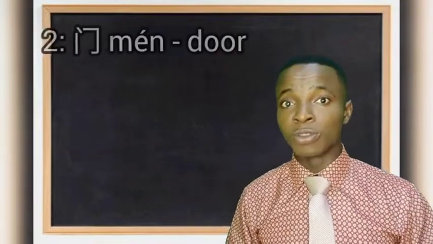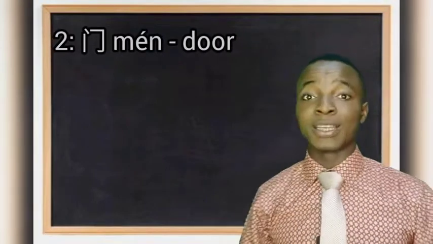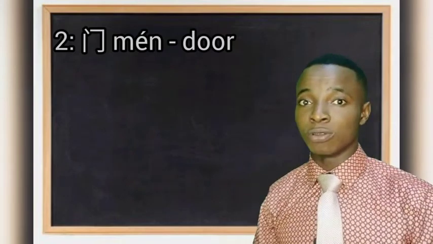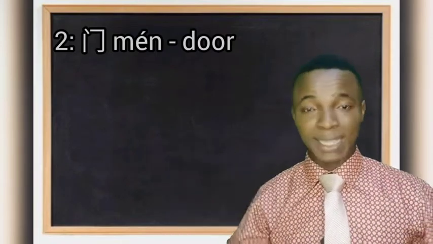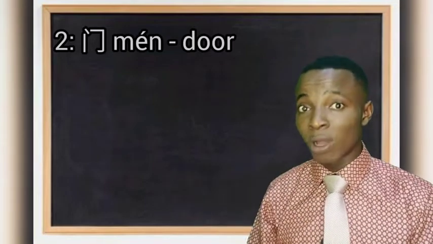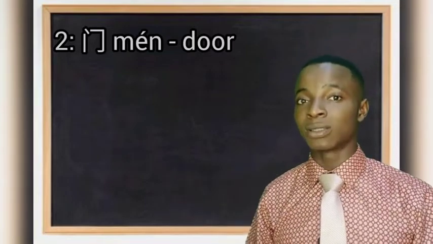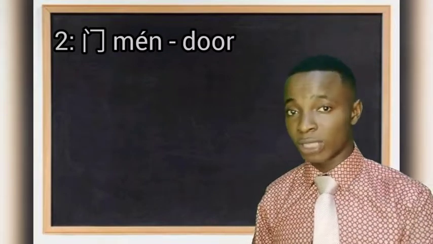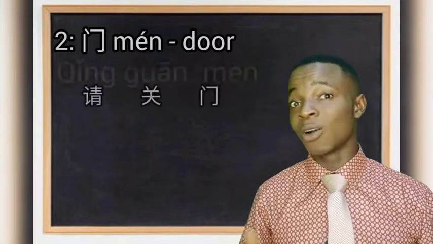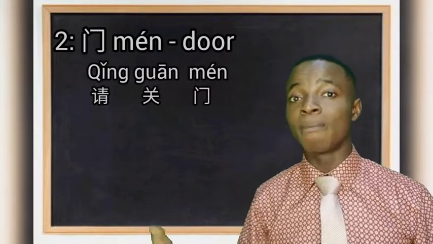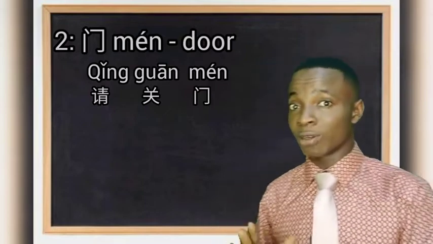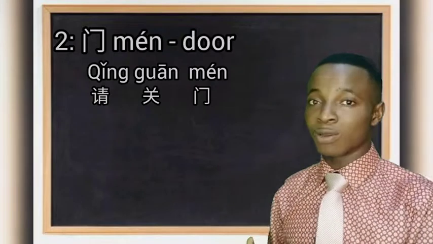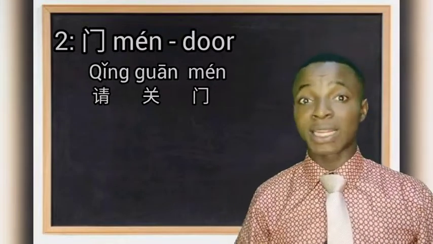Now, let's move to the next character. This character is the Chinese word for door, men. It can be used for door or gate. So if you want to talk about door and gate, you can use men. For example, if you want to say please close the door, you can simply say 请关门, 请关门. Beautiful. Although we are not here to talk about how to use this vocabulary, the main reason why we are using them is to know how to write Chinese characters with them.